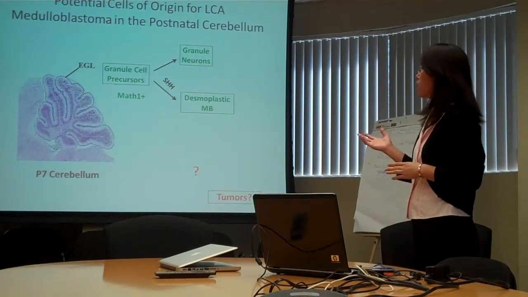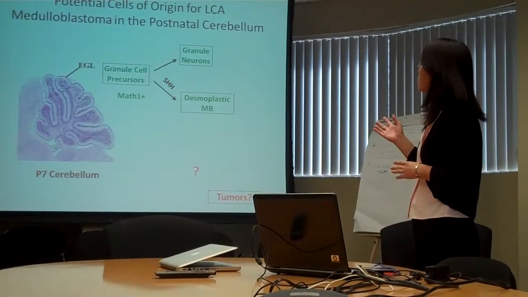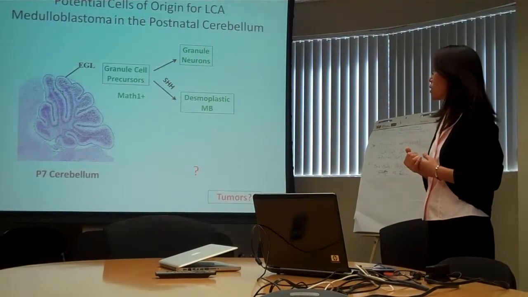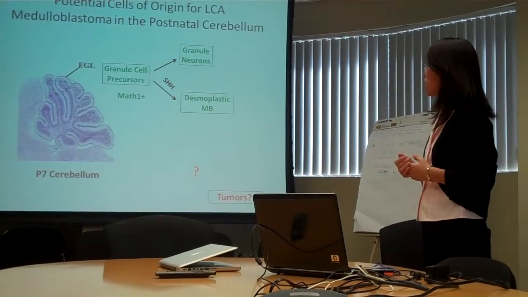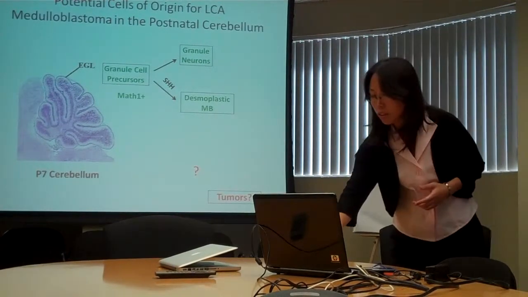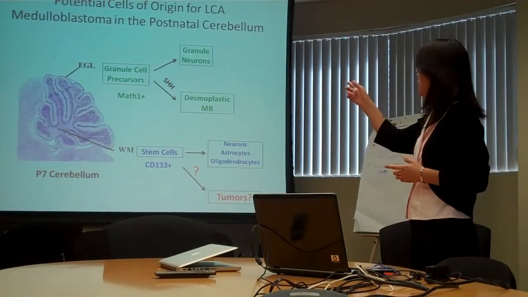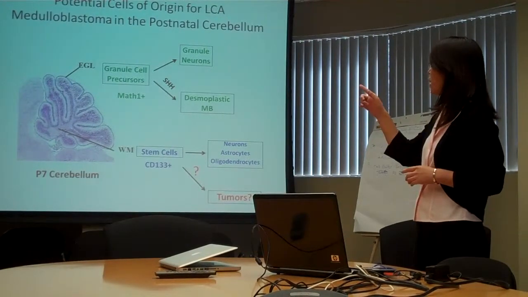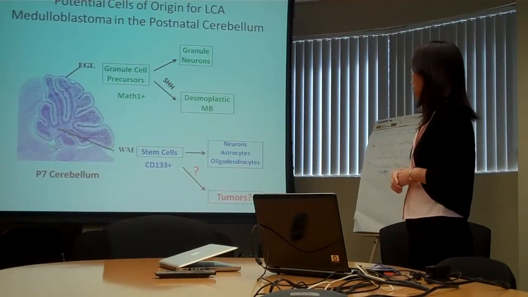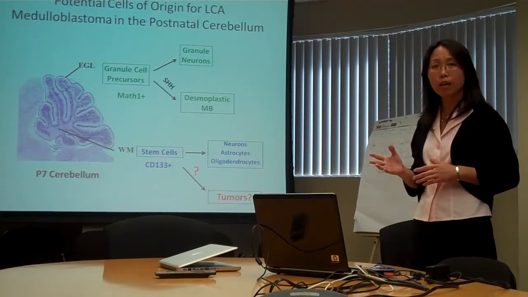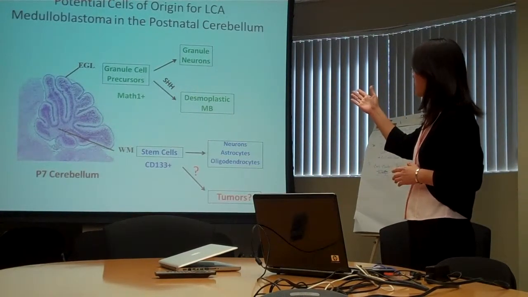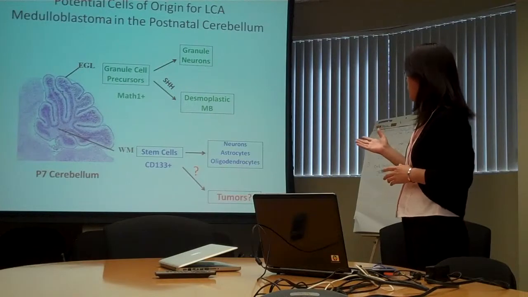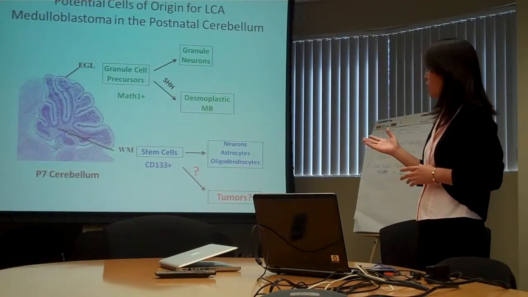Like I said about the cell origin of medulloblastoma earlier in my talk, there are 2 potential cells of origin. One is the stem cells in the white matter. Another cell population is granule cell precursors, which are located in the external granule layer. We know that activation of the sonic hedgehog signaling pathway in granule cell precursors causes desmoplastic medulloblastoma. However, whether the stem cells can give rise to tumors or not is unknown.